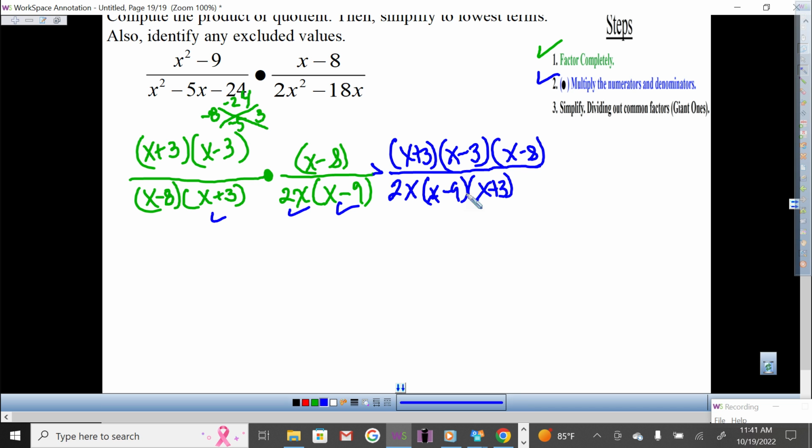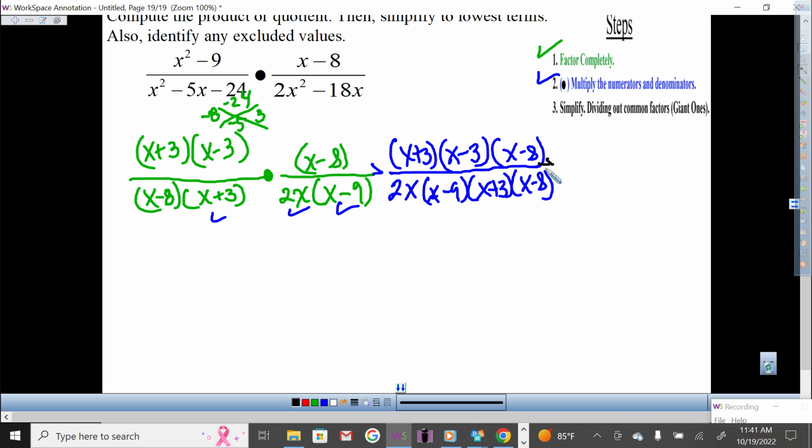X minus 8. Okay. Now, guys, you do know that the binomials can go in any order, right? But we do want the monomial in the front by itself. Okay? All right. Take over the giant 1s so we can simplify this.